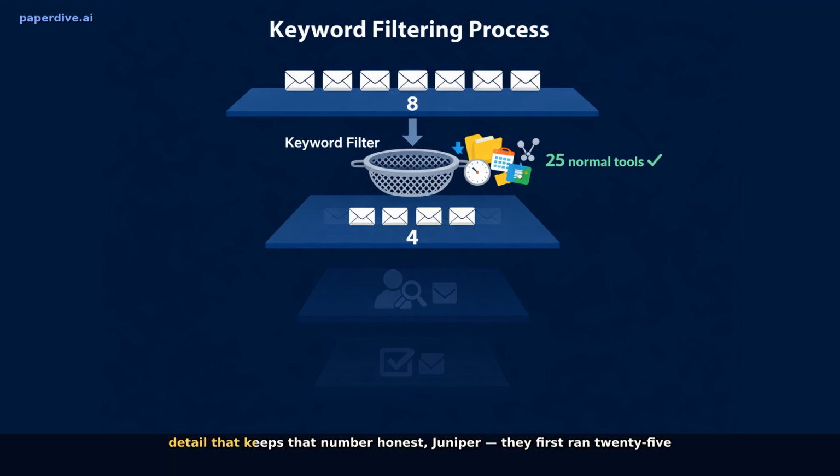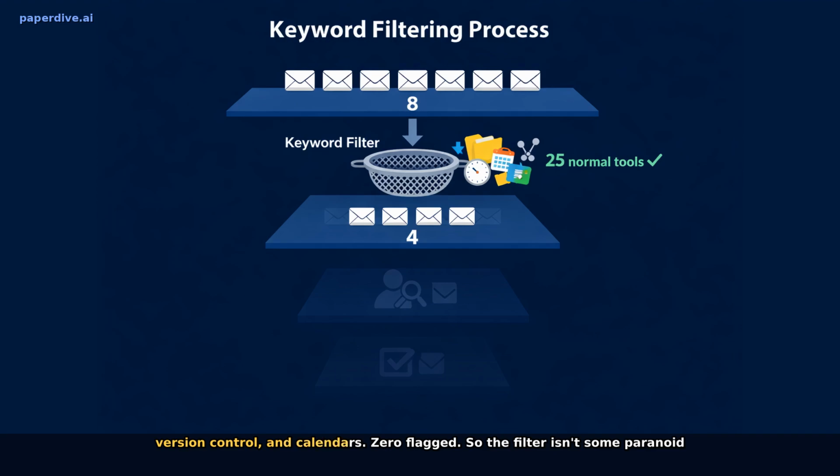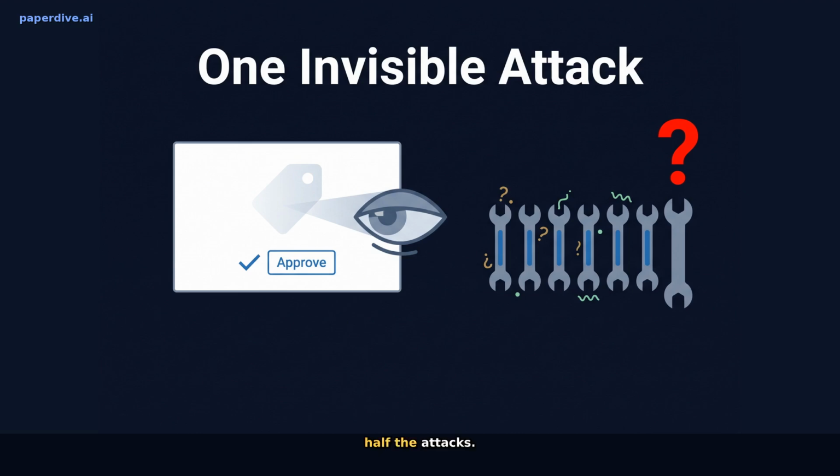And here's a detail that keeps that number honest, Juniper. They first ran 25 ordinary, real-world tool descriptions through that same filter. File tools, version control, and calendars. 0 flagged. So the filter isn't some paranoid thing that rejects everything. It waves normal tools through and still misses half the attacks.